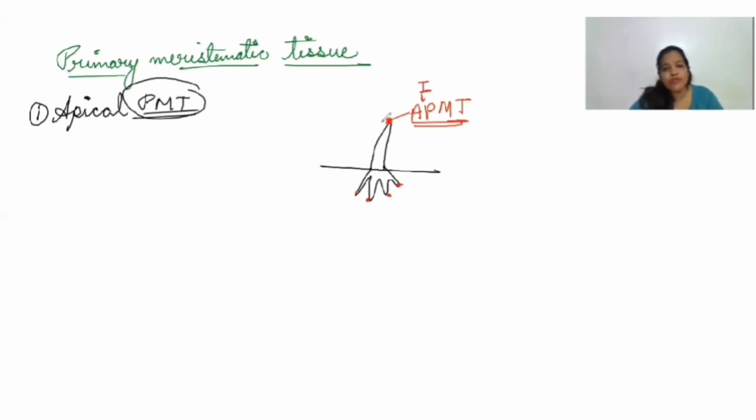And at the topmost part, means at the terminal position of shoot and roots, what is present? AIPMT is present. If you remove I, it becomes apical permanent meristematic tissue. Right? You will not forget the position. That's all you need to remember.